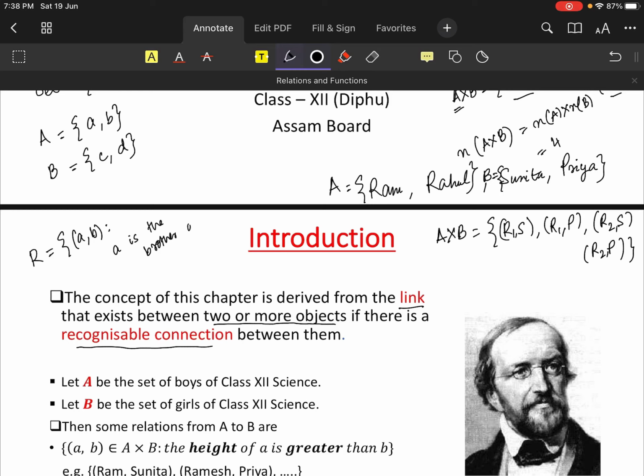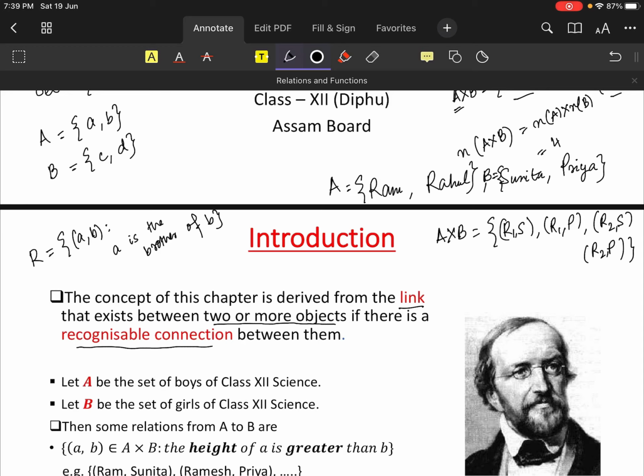A is the brother of B. So I am defining a relation between A and B here. If and only if A is the brother of B, then that ordered pair can be put in this relation. Now here we have collected these two boys and two girls. From these, we came to know that Ram is the brother of Priya.